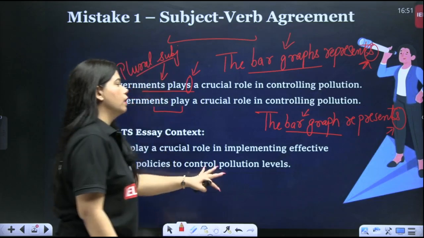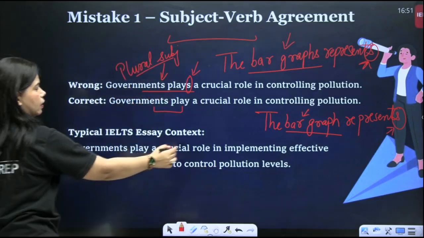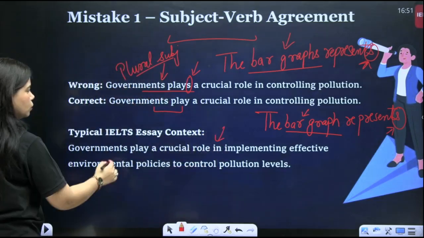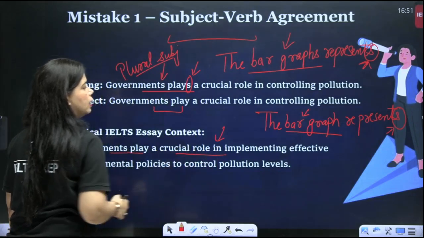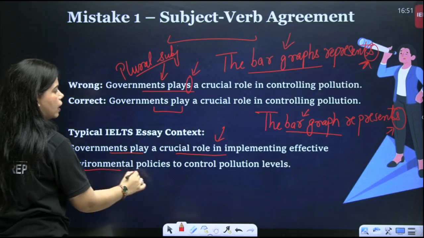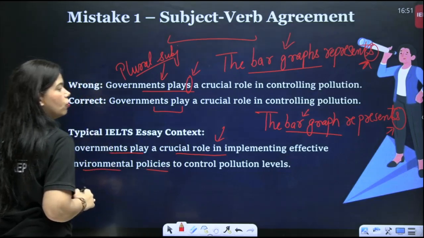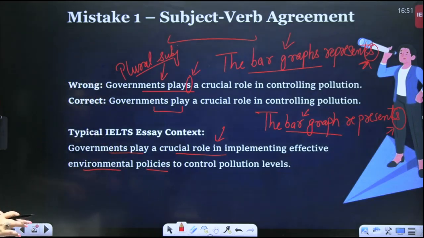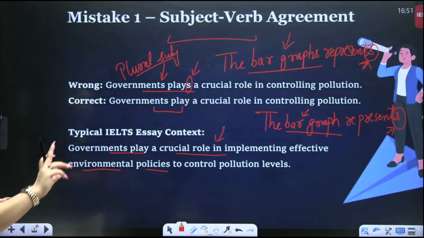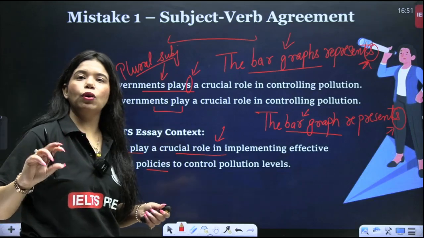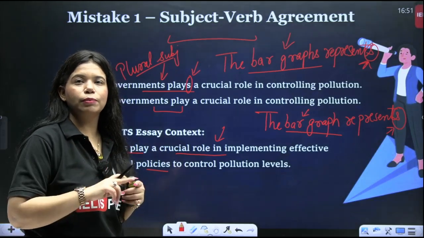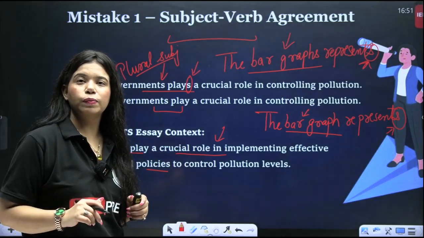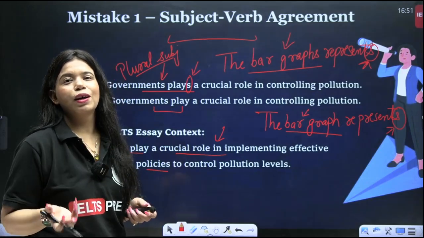Remember this. Now look at this IELTS essay type of language. So governments play a crucial role in implementing effective environmental policies to control pollution levels, something that is of IELTS level. Moving on, so number one is be very careful of subject verb agreement. Singular subjects take singular verbs, and plural subjects take plural verbs.